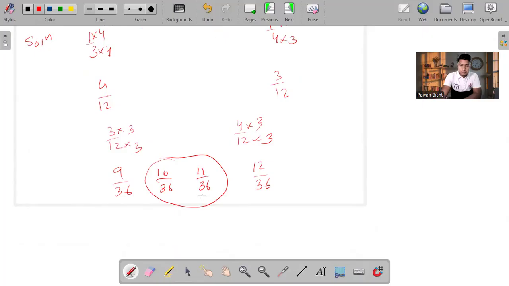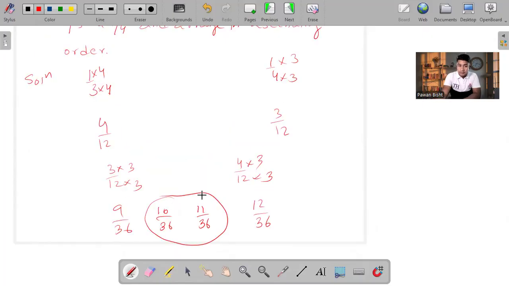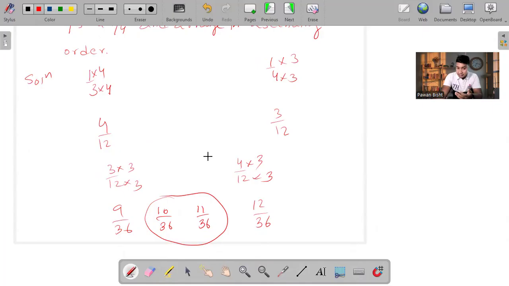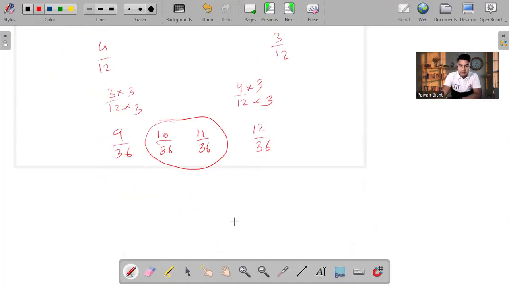So always remember that whenever we are getting numbers one after another, like 3 over 12 and 4 over 12, and they say to insert 2, you multiply numerator and denominator by one greater number, right? So I multiply here with 3. So I get exactly two numbers. Okay, so it's already in increasing order.